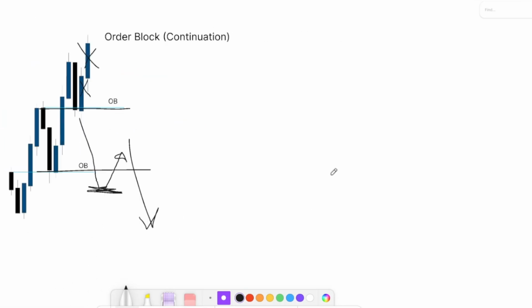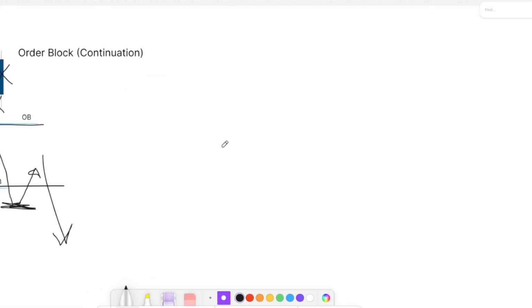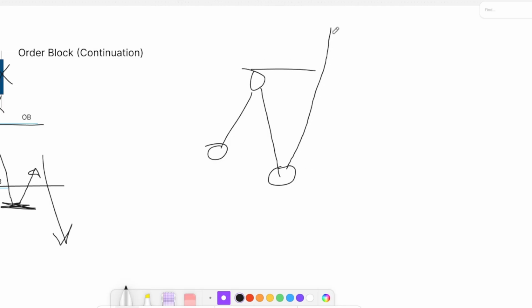So if I were to draw what a breaker is, let's say we have a low, we have a high, and then we get a sweep of this low, or get a strong displacement, whatever it is. I prefer a sweep usually because I want to see this as manipulation. So A, B, C: low, high, lower low, and then we just need a strong displacement through this previous high here. That would give us a bullish breaker. So if the price comes back down, we're looking for a move higher.